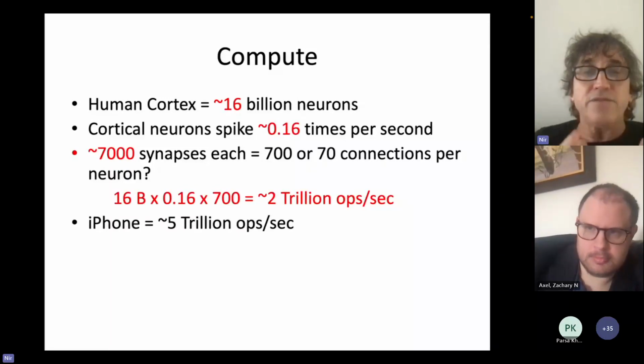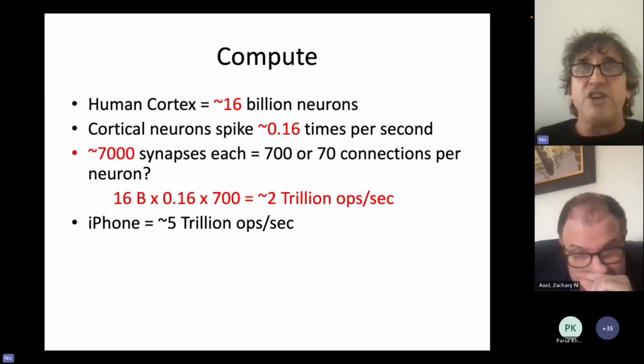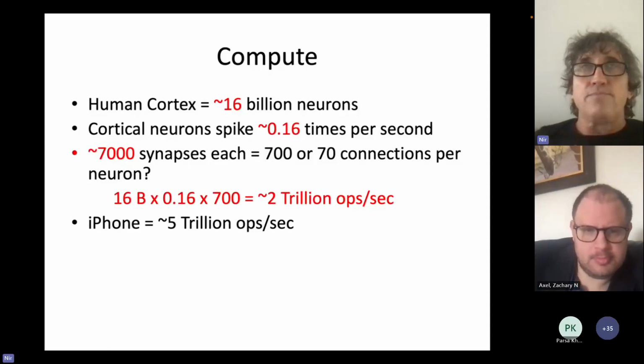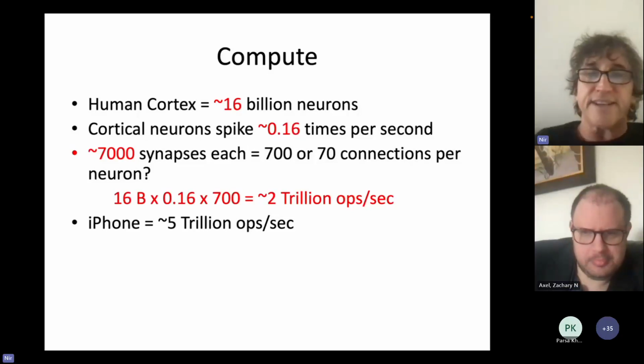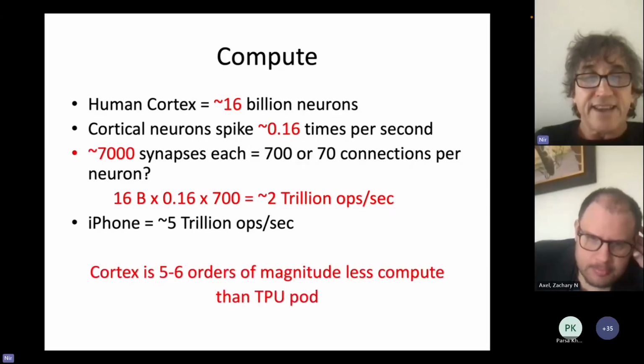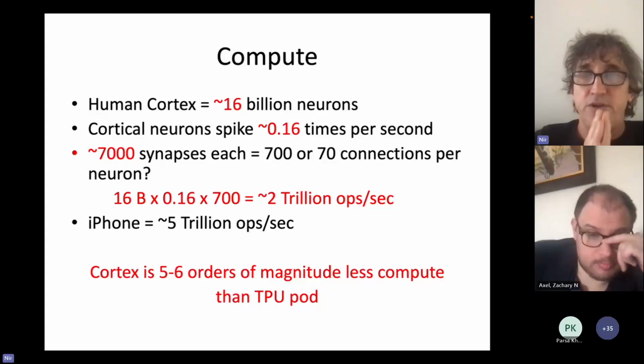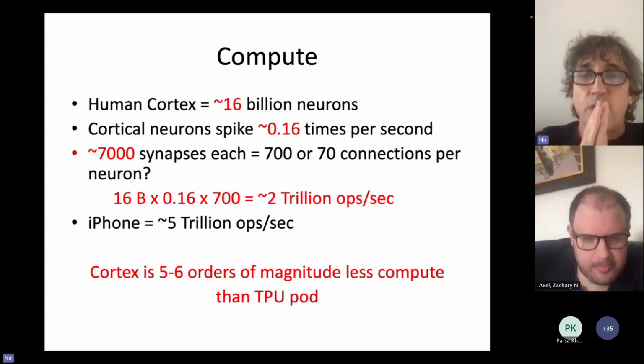Okay? An iPhone does 5 trillion. Okay? So my brain is not more powerful than an iPhone. It's not this monstrous machine. It's not a TPU pod. Okay? Cortex is 5 to 6 orders of magnitude less compute than this TPU pod. And I want you to keep that in mind. So if you want to mimic us, you don't need that much compute.